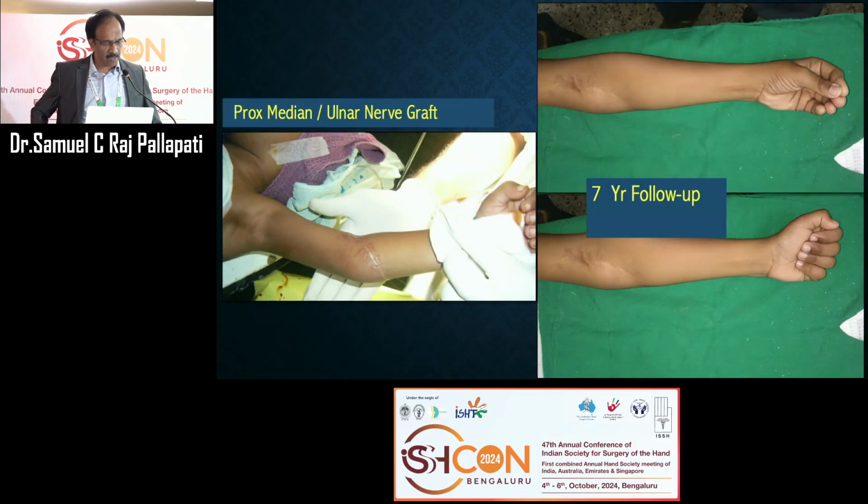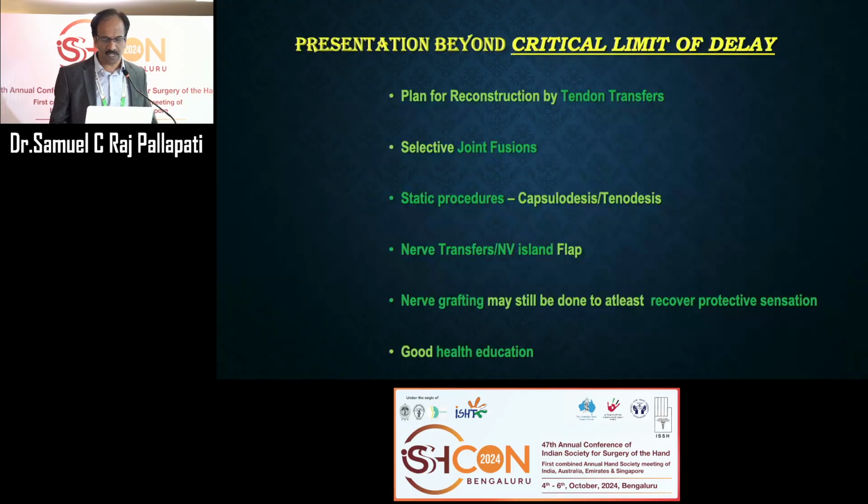This girl came from Nepal, with both ulnar and median nerve injuries proximally near the elbow. We did surgery for her, median nerve grafting as well as ulnar nerve grafting. She came back after 7 years. You can see that she's able to oppose the thumb to all the fingers and make a full closure. That means both extrinsic as well as intrinsic muscles have recovered.